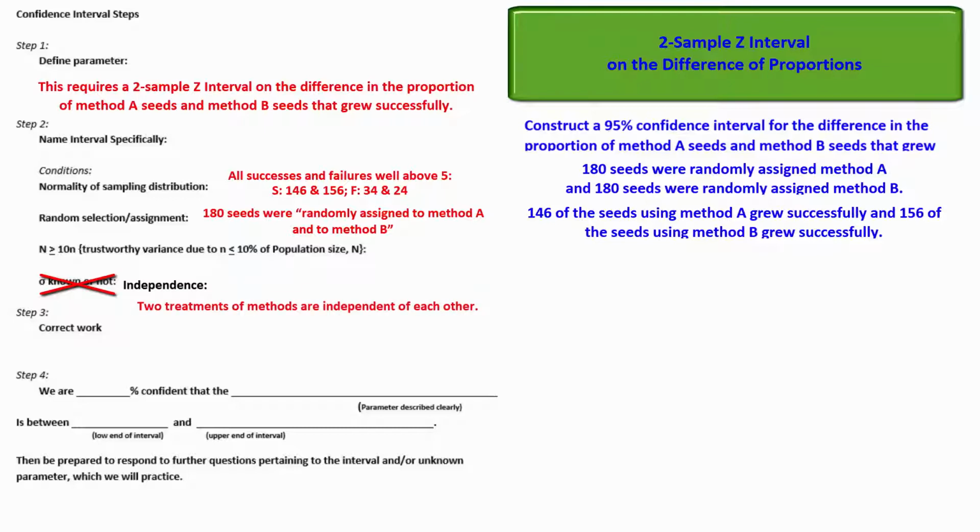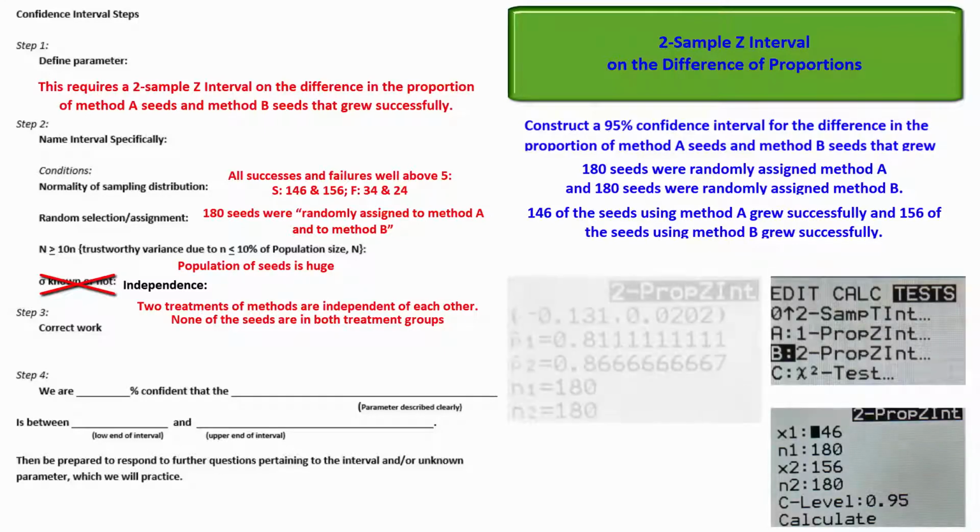These are not really samples, these are treatments. So we would say the two treatment groups are independent of each other. None of the seeds are in both treatments. And then we claim the population of seeds is obviously huge. Use the two proportions z-interval in the calculator to compute all necessary values.